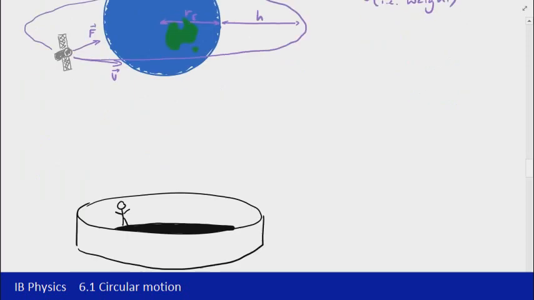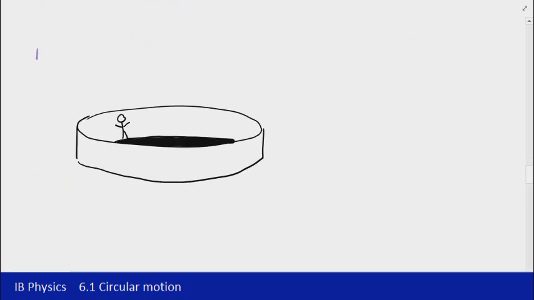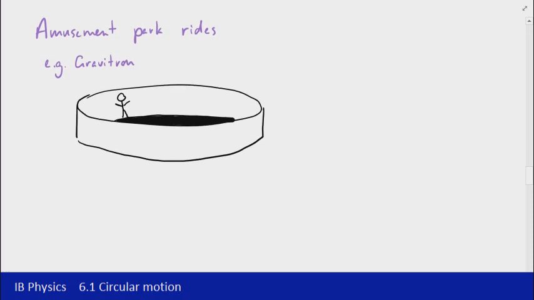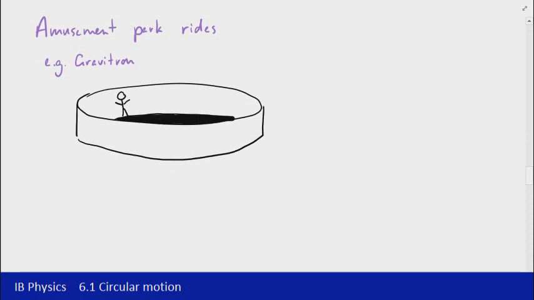The second example that we're going to have a look at is amusement park rides. There are two here that we're going to have a look at, and this one you may or may not have seen before. This first example, I've known it as a gravitron. It may have different names depending on which amusement park you go to, but with a gravitron, basically what happens here is that this whole structure is spinning with some angular velocity.